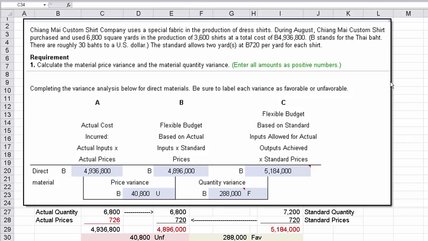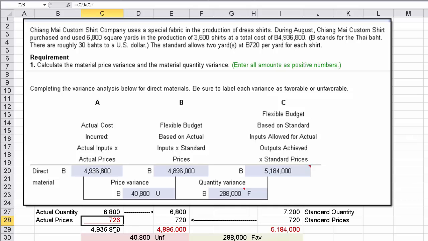Okay, now if they want us to compute the variance and they set it up in the 3-column approach, remember that on the left is always actual quantity at actual prices, and on the right side is always standard quantity at standard prices. Now, the numbers that I put down here in red are the ones that you have to calculate. You know that they purchased and used 6,800 square yards, so the actual quantity was 6,800 square yards. That's given in the problem. And they also told us the cost was 4,936,800, so that's given.